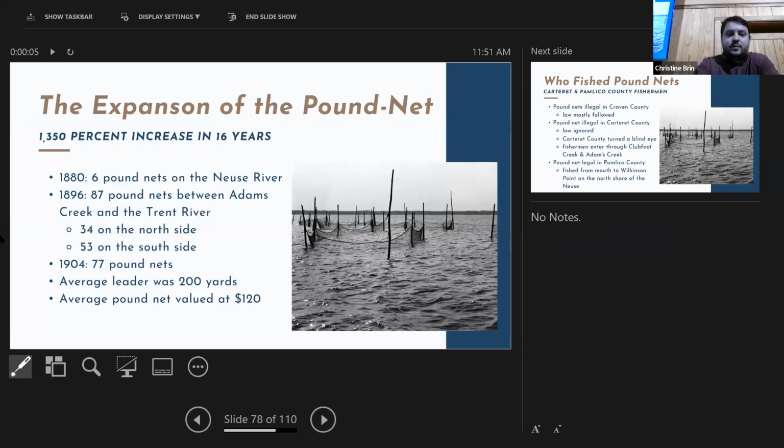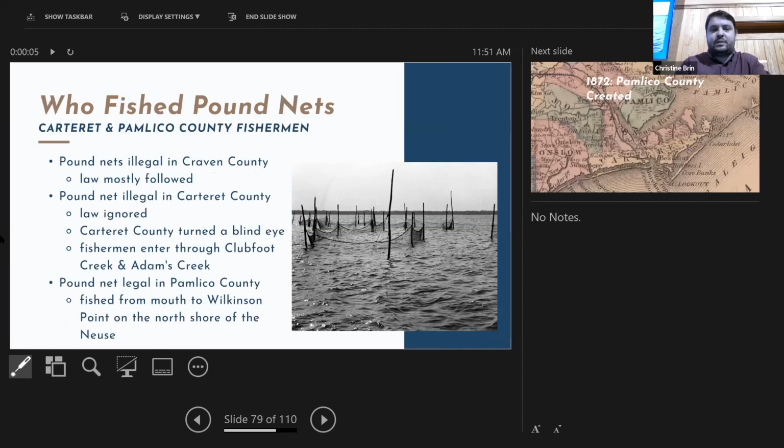And so here's some data on the expansion of the pound net. Between 1880 and 1896, you have a 1,350% increase of their use on the Neuse River. They start to diminish a little bit in 1904. And as I mentioned already, the Craven County fishermen were obeying the law and didn't seem to be using them that much. Carteret County folks are the ones who were coming up through Clubfoot Creek and Adams Creek primarily to use them.